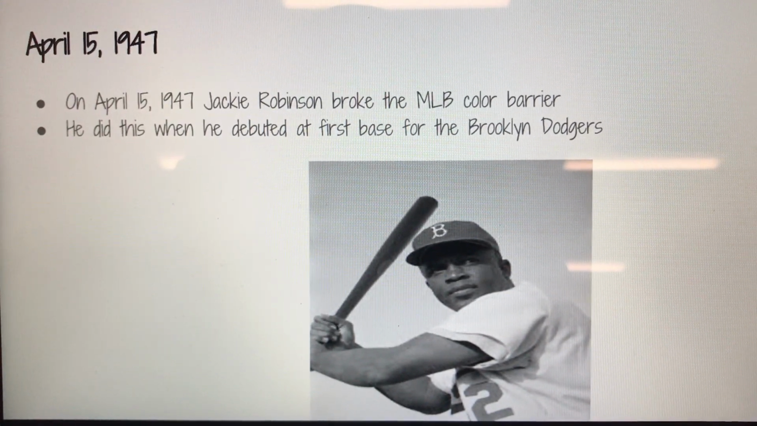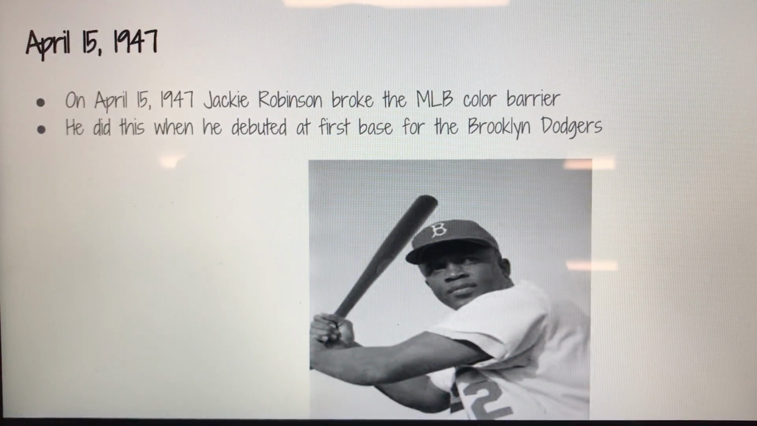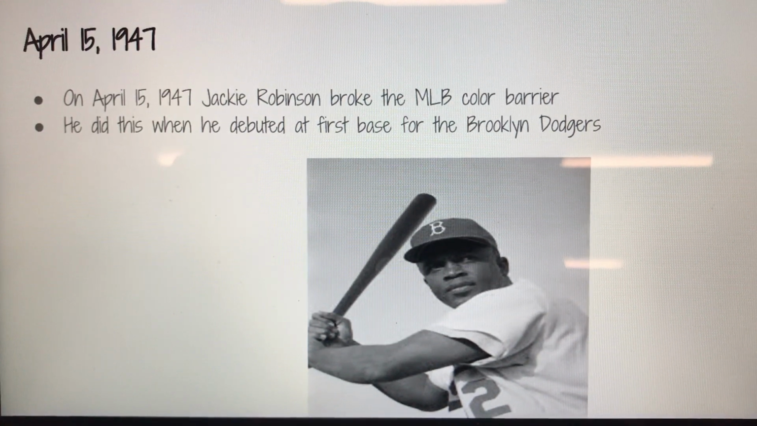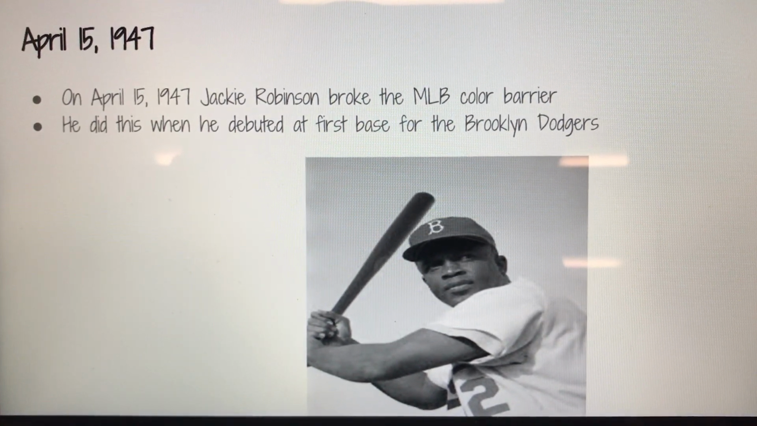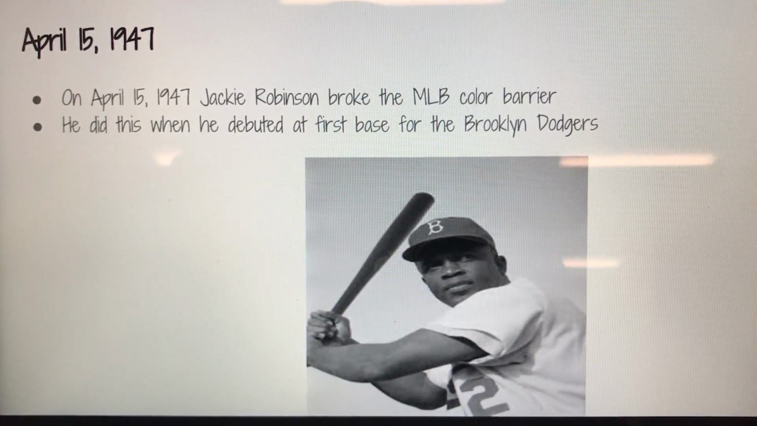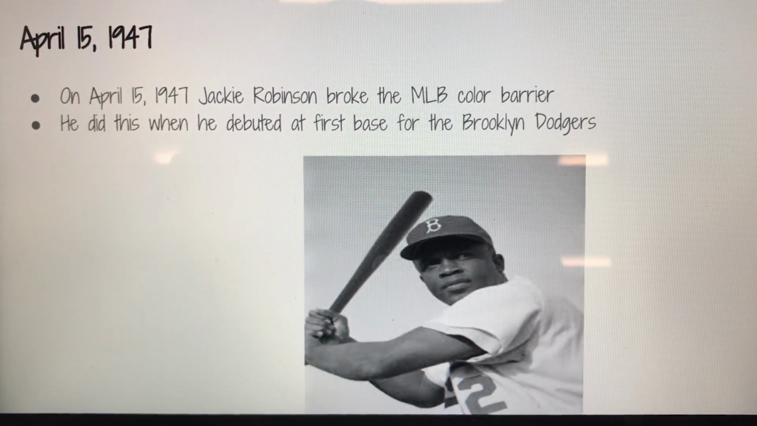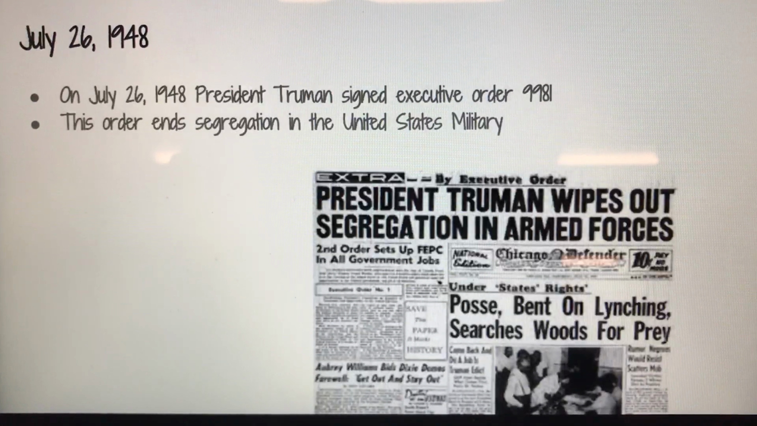April 15th, 1947. April 15th, 1947, Jackie Robinson broke the MLB color barrier. He did this when he debuted at first base for the Brooklyn Dodgers.